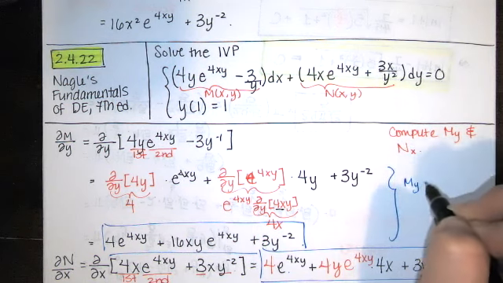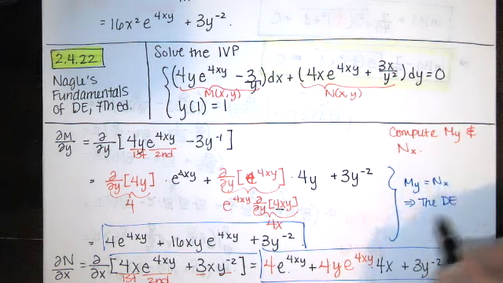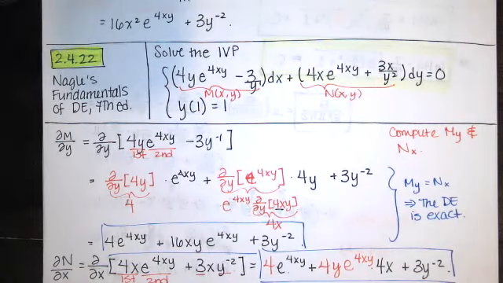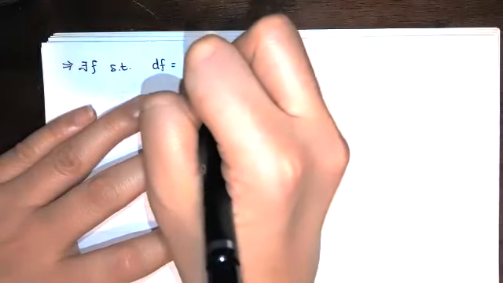So we've got these two partial derivatives that are equal to each other, which means the differential equation is exact. And if the differential equation is exact, that means that the left-hand side is the derivative, or is the total differential of some function f of x and y. Since that is true, we will say so. There is a function out there such that df is equal to M dx plus N dy.